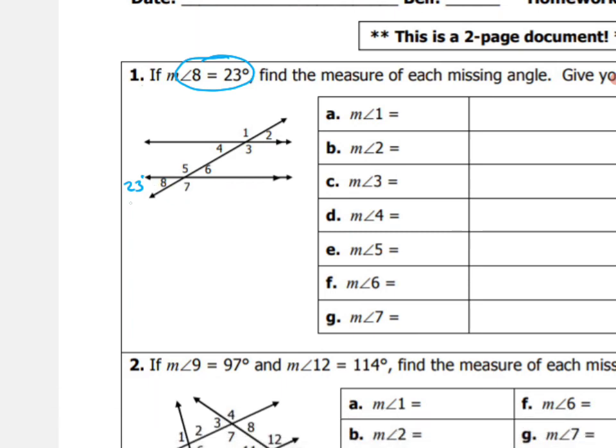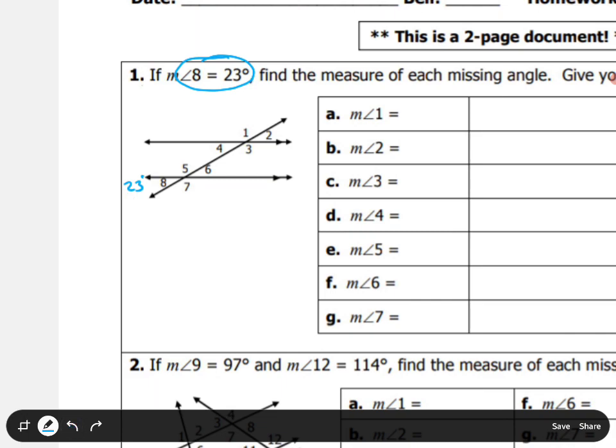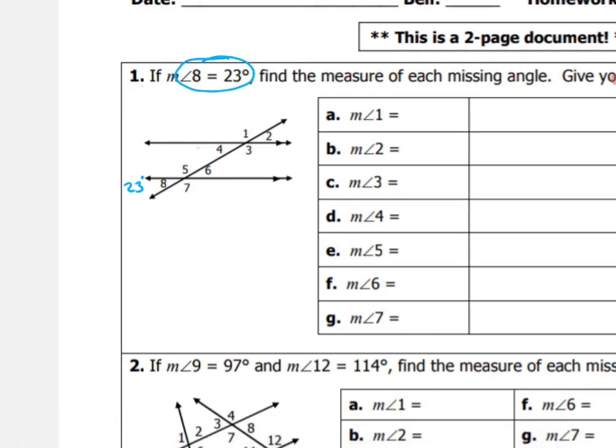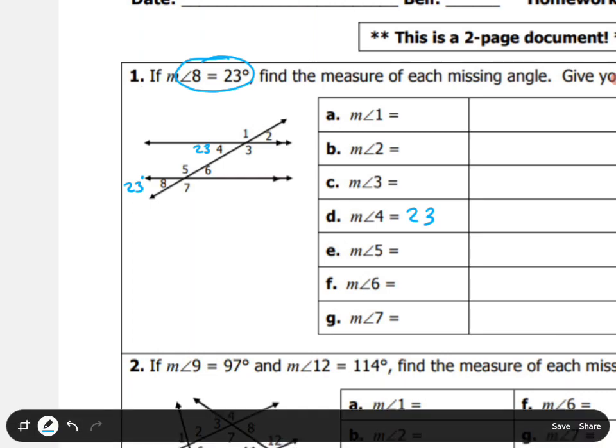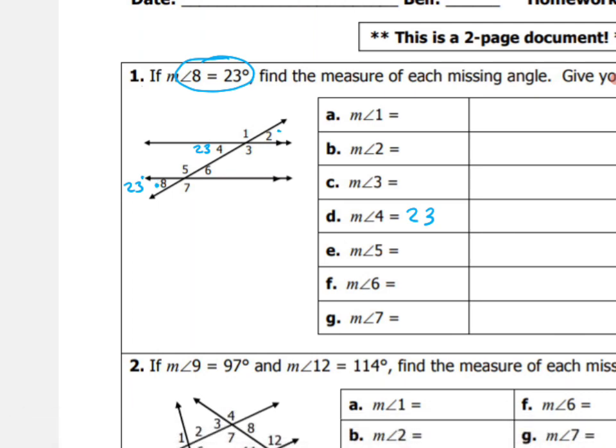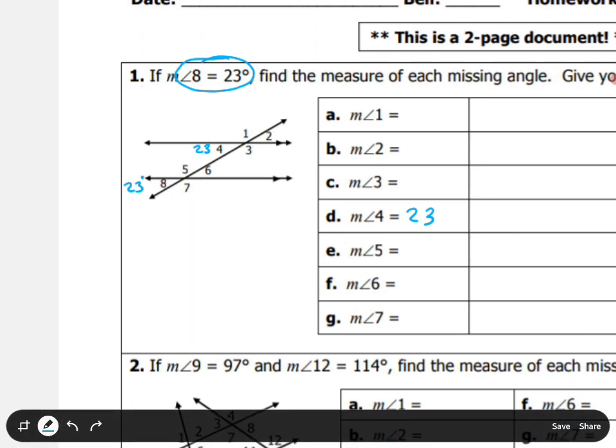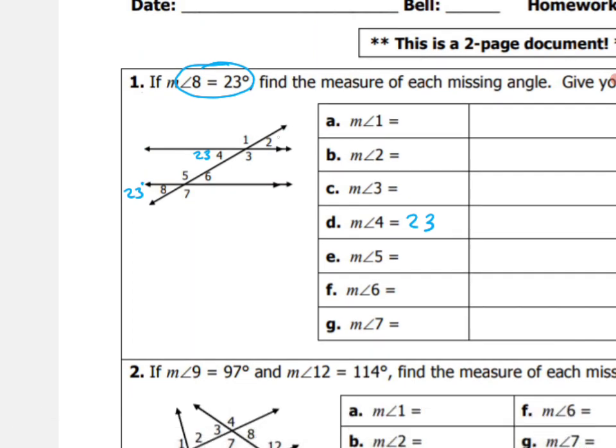So 8 is bottom left. 4 is also bottom left. So since they're in the same location, that's going to be corresponding angles. Corresponding angles are going to be congruent. So angle 4 is also going to be 23 degrees. And I can bring that in right over here. I can find alternate exterior. 8 and 2 are going to be alternate exterior angles. Alternate exterior angles are also congruent. So this is also going to be 23 degrees. So angle 2 is 23 degrees as well.